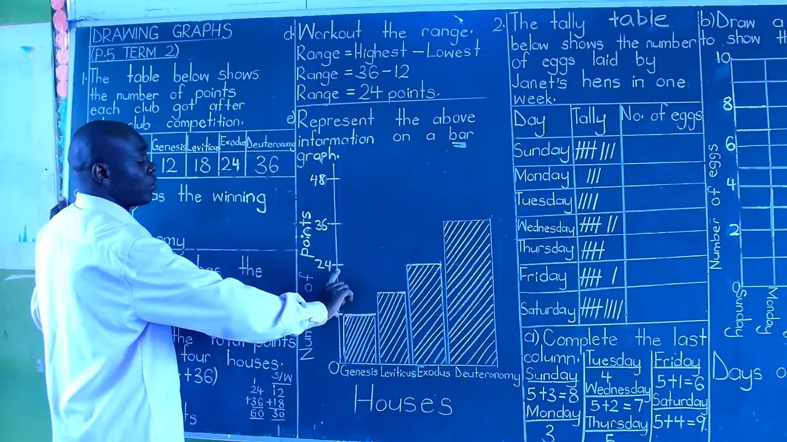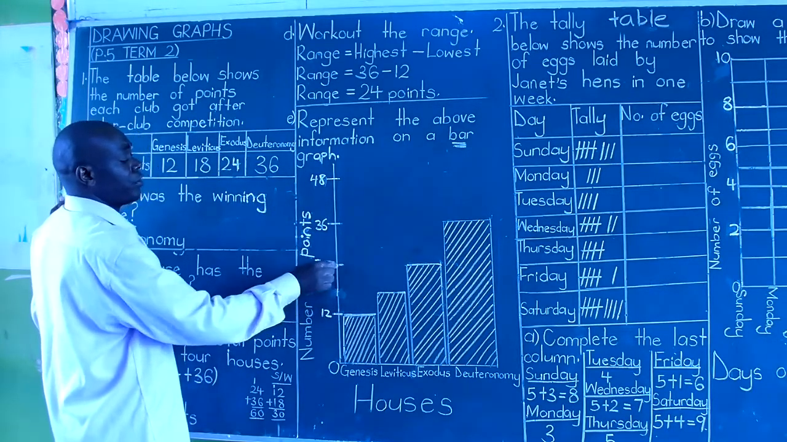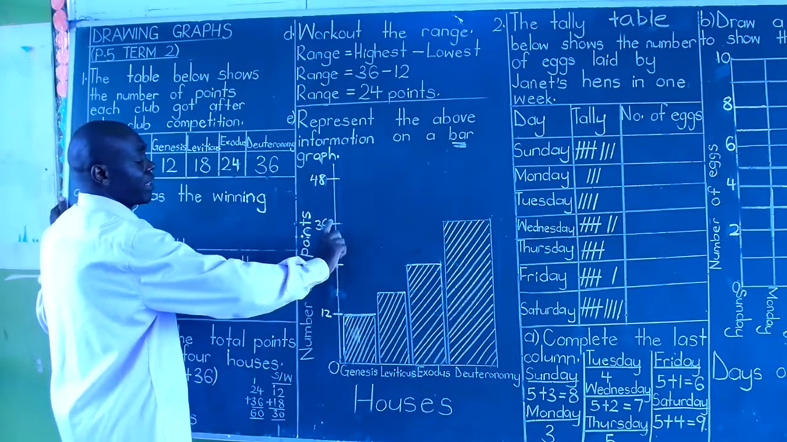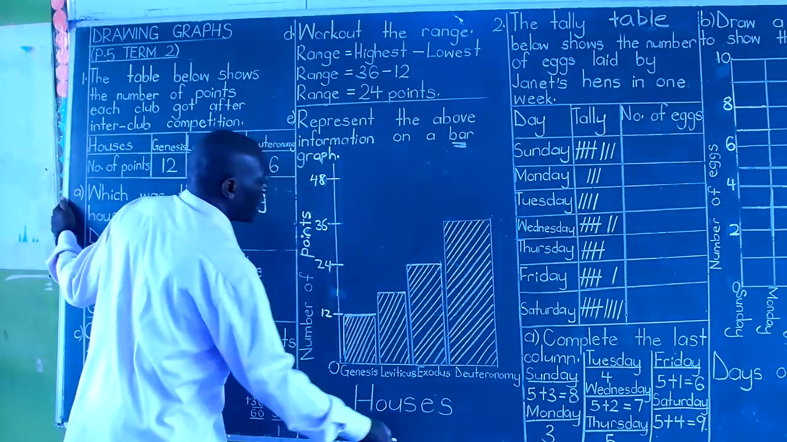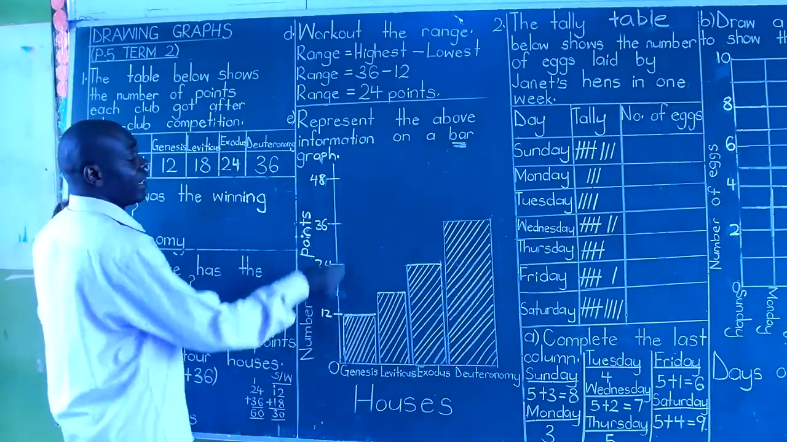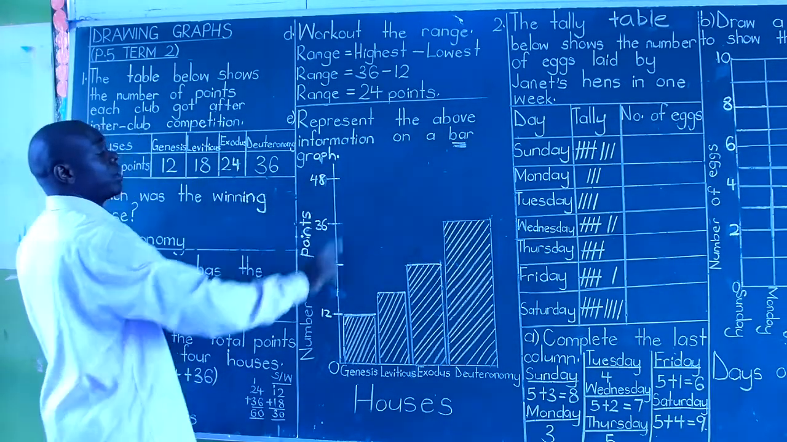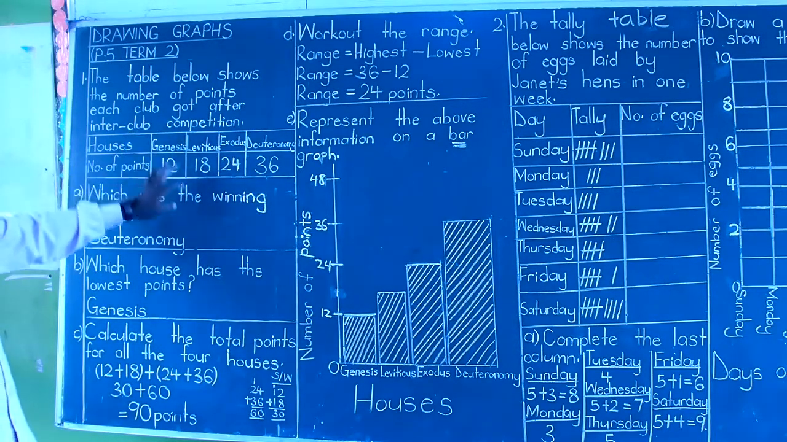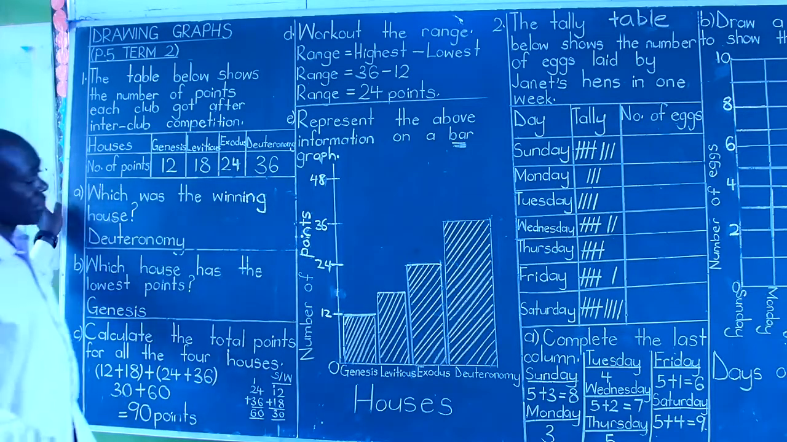So we label 12s. 12 plus 12, you get 24. Then plus another 12, we have a 36. Then plus another 12, you have a 48. Now, you determine the first one, which is Genesis, and it has got 12 points.